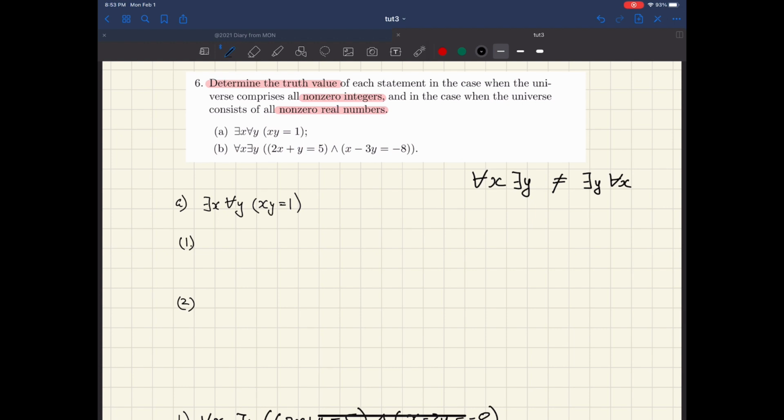When your quantifiers are not the same, the order matters. The left side says for all x, there's a y which satisfies the equation. But the right hand side means for a particular y, you could have all the values in the universe for x and it would still satisfy the equation.